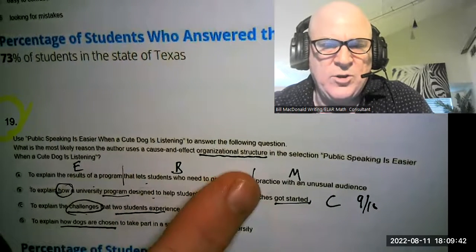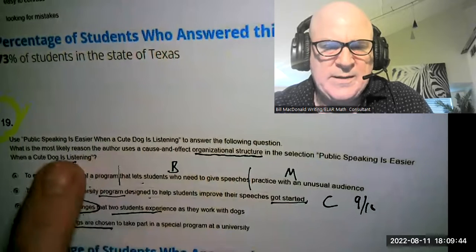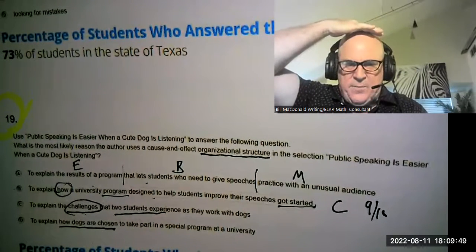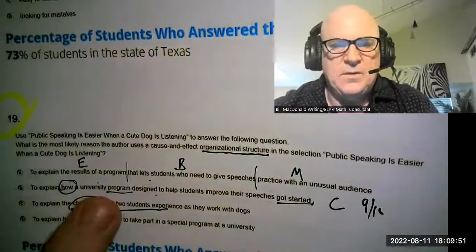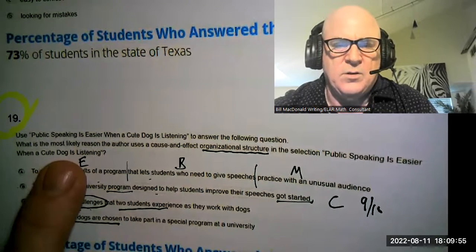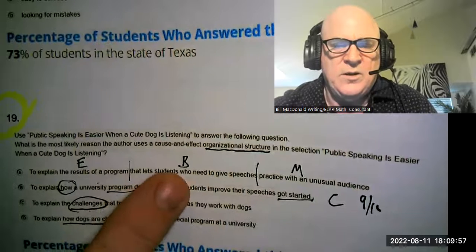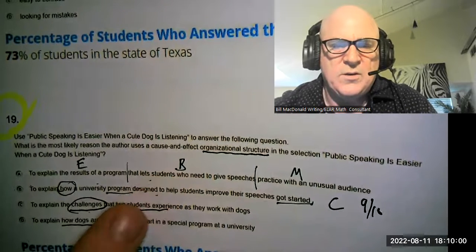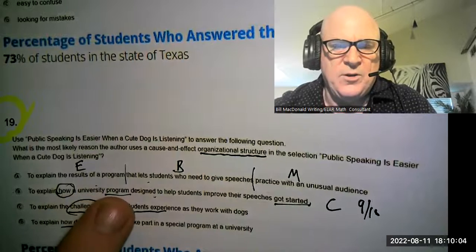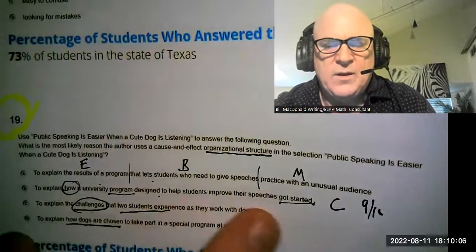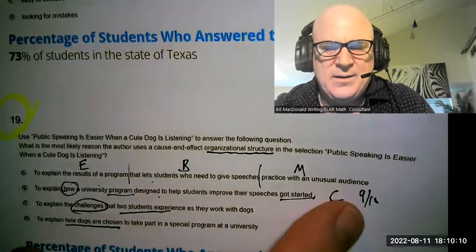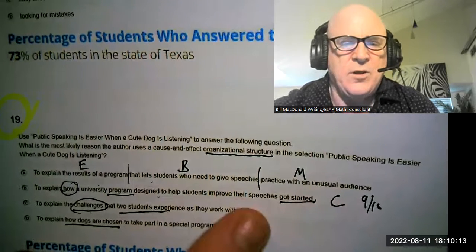And the unusual audience, you can tell from the title, which helps us understand the topic, is a cute dog who's listening to kids who need to give speeches who might be nervous. So let's take a look at letter B, to explain how a university program designed to help. Well, when you look at the content, only paragraphs 9 and 10 talk about how the program got started.